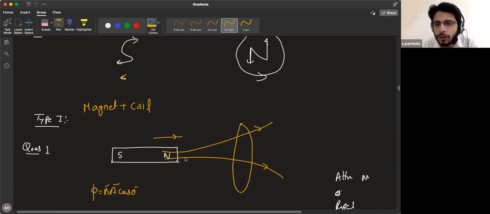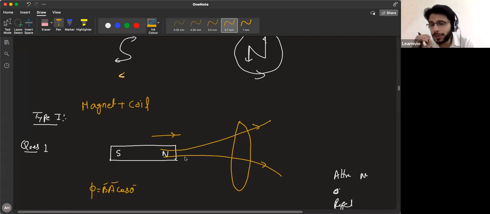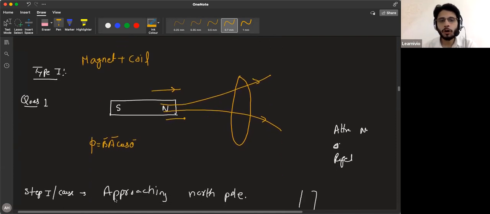To get the direction of induced current, we use Lenz's law. For Lenz's law, you have to first identify the cause due to which flux is changing. So I identify the cause in this way: the cause is the approaching North Pole. North Pole is approaching the coil. That is the cause due to which the flux is changing.